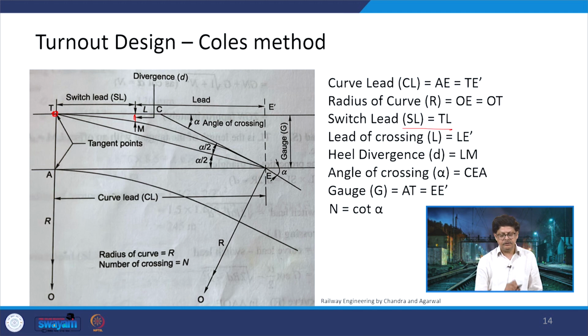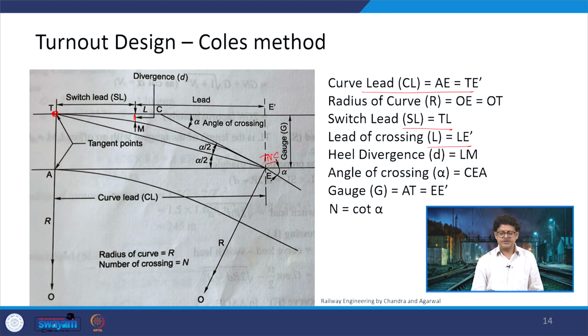Now, from there we are moving towards the TNC. So, this is the TNC here. From this point to this point it is a lead. So, it is basically LE dash. So, if we talk about the lead, it is LE dash here. And the curve is assumed to be starting from T and going up to E. So, that is the total distance, which can be AE or TE dash, and this is defined as the curve lead. So, the curve lead is AE or TE dash in this case.